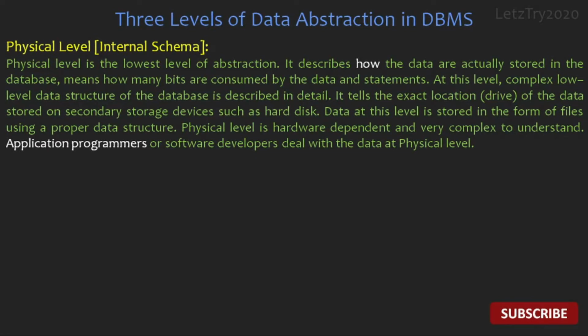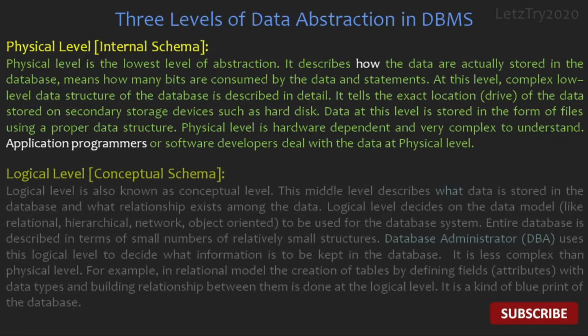It tells the exact location or drive of the data stored on secondary storage devices such as hard disk. Data at this level is stored in the form of files using a proper data structure. A physical level is hardware dependent and very complex to understand. Application programmers or software developers deal with the data at this physical level.